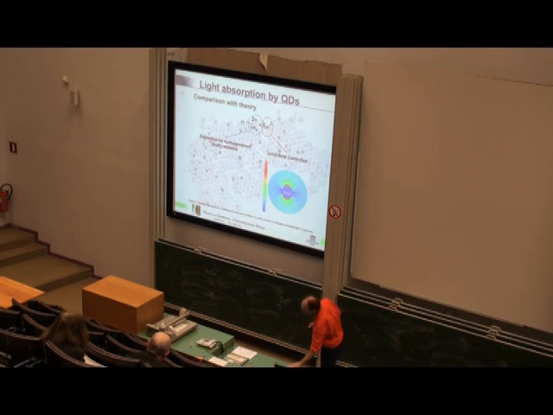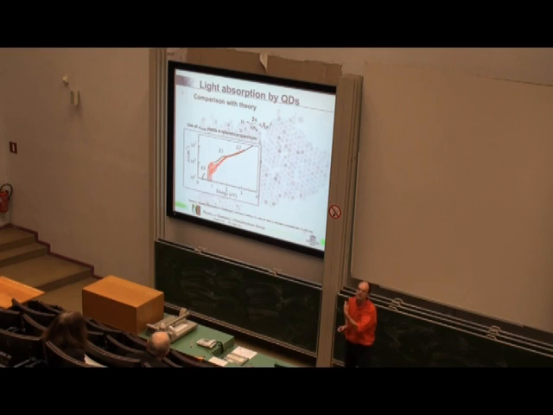Now, the problem with this formula is that it kind of promises more than it can deliver. You see, there is a quantity in here, this epsilon, and this actually depends on the quantum dots. And we don't know that number.